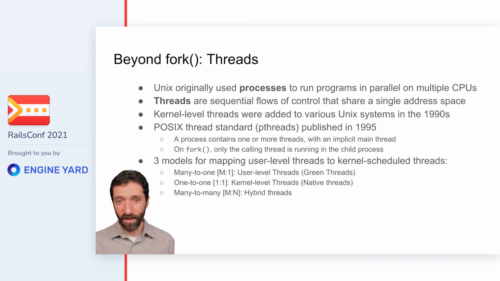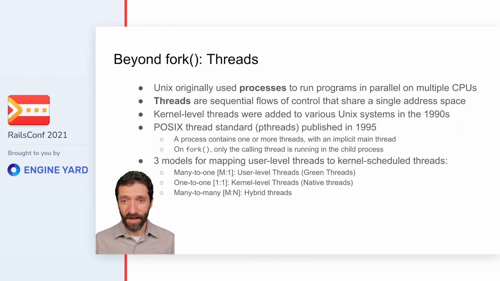Finally, beyond fork, there's threads. And Unix originally used only processes to run programs in parallel on multiple CPUs and also just to provide general concurrency. However, since processes were traditionally relatively heavyweight, they took a long time to spin up. Other systems implemented threads, which are sequential flows of control like processes, but that shared a single address space instead of copying them. Kernel-level threads were added to various Unix systems in the 90s, and a POSIX thread standard called pthreads was published in 1995.